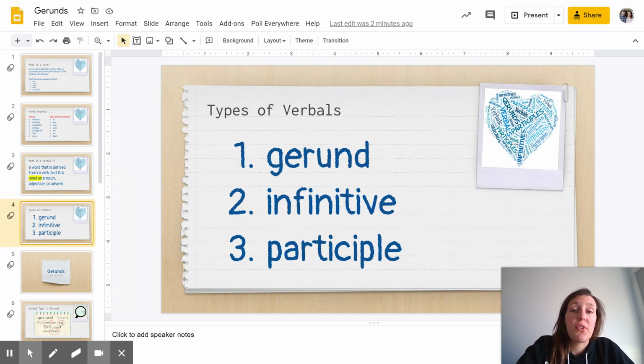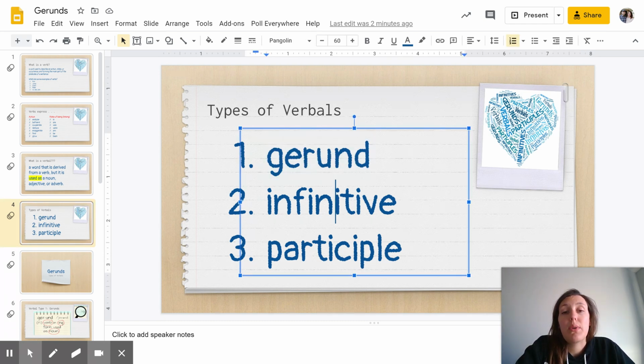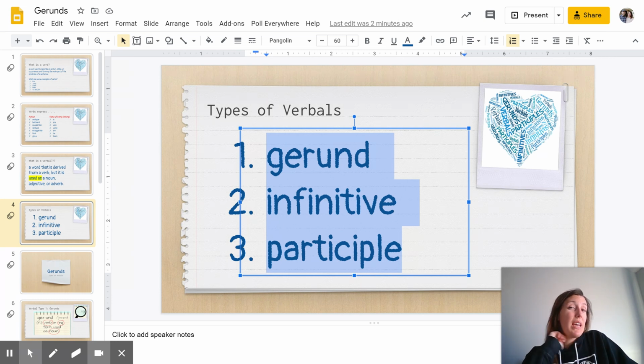There are three types of verbals that we're going to be looking at. This week we're going to look at gerunds. Next week we're going to look at infinitives, and then the week after that we're going to look at participles. So all of these are types of verbals. So every single one of these describes an action word or something that you do. It's just used differently in a sentence.